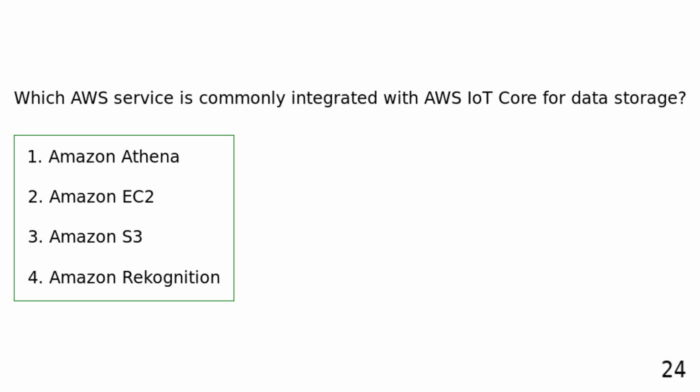Which AWS service is commonly integrated with AWS IoT Core for data storage? Amazon Athena, Amazon EC2, Amazon S3, Amazon Rekognition. Amazon S3 is commonly used for storing data generated by IoT devices connected to AWS IoT Core.